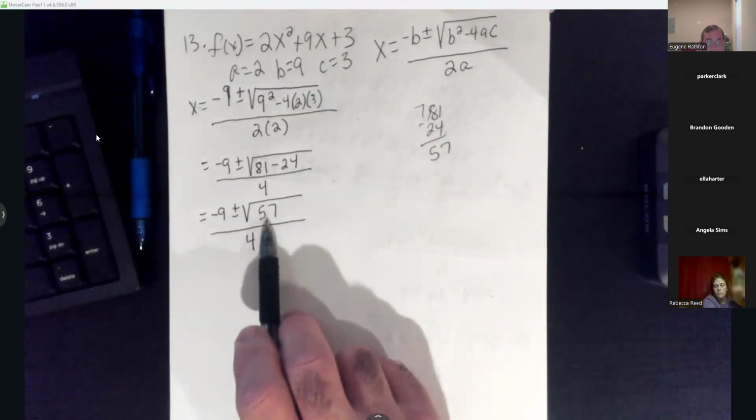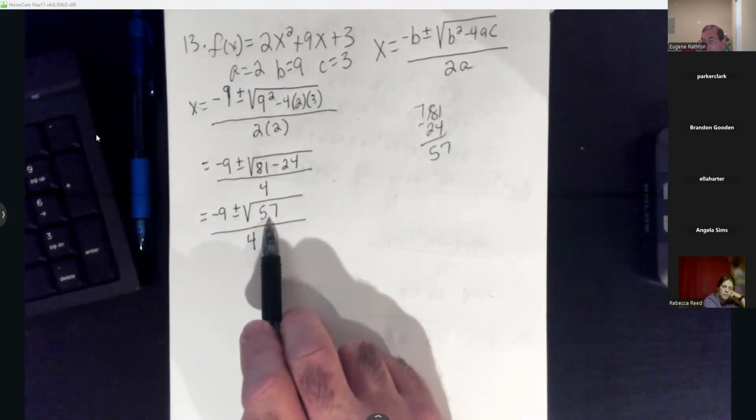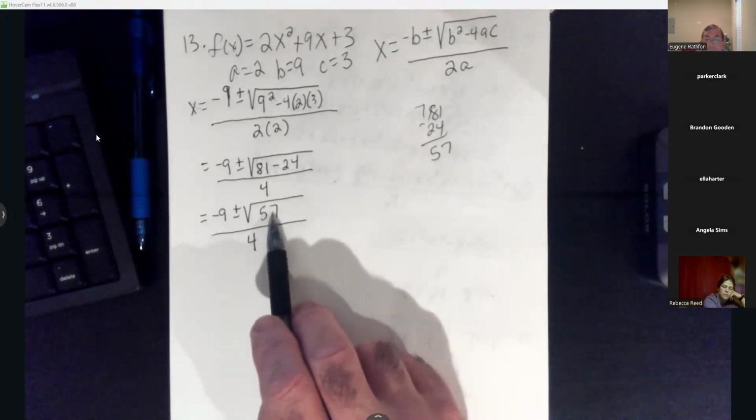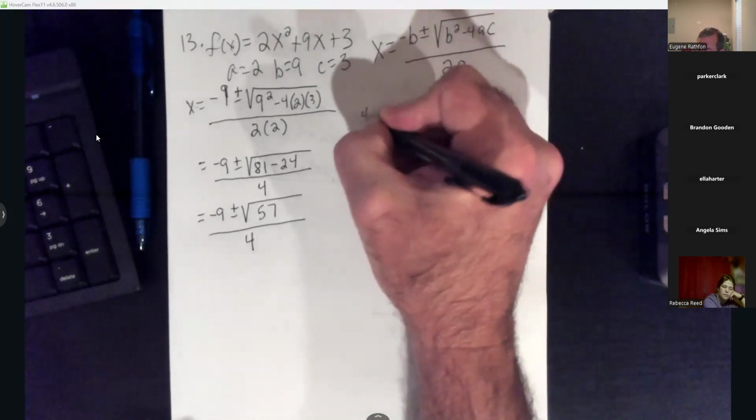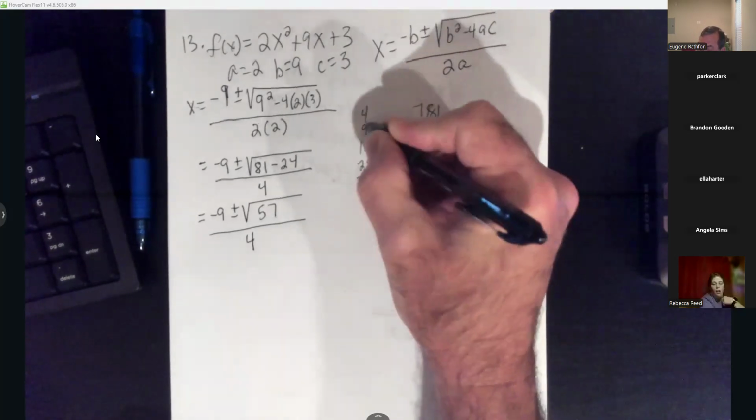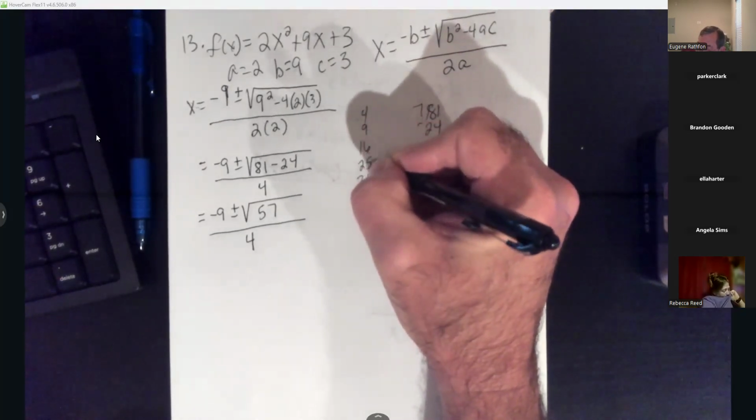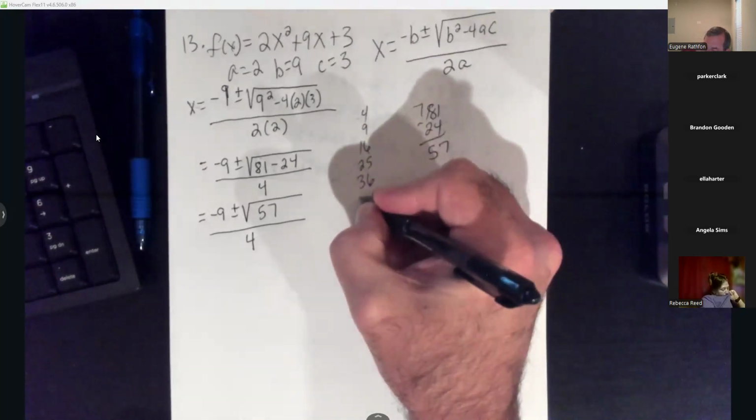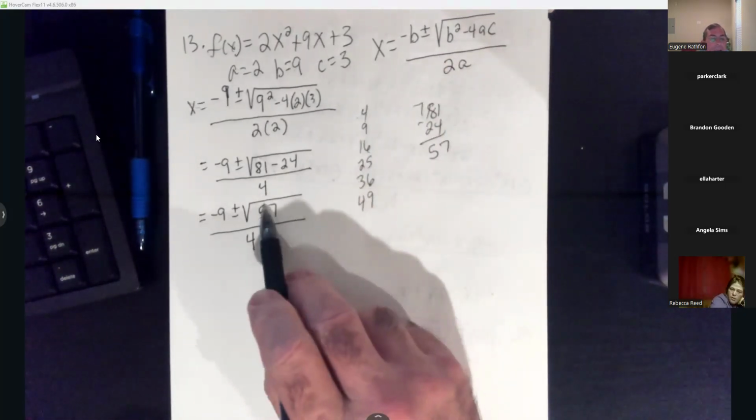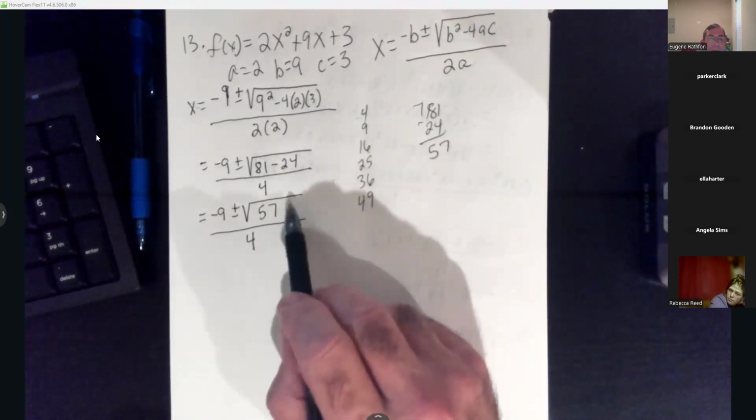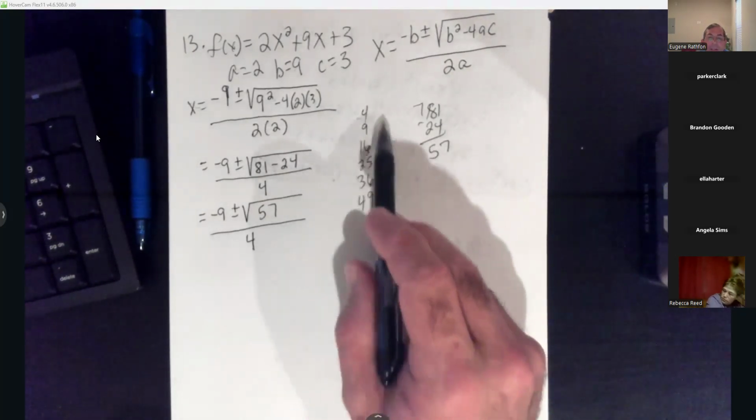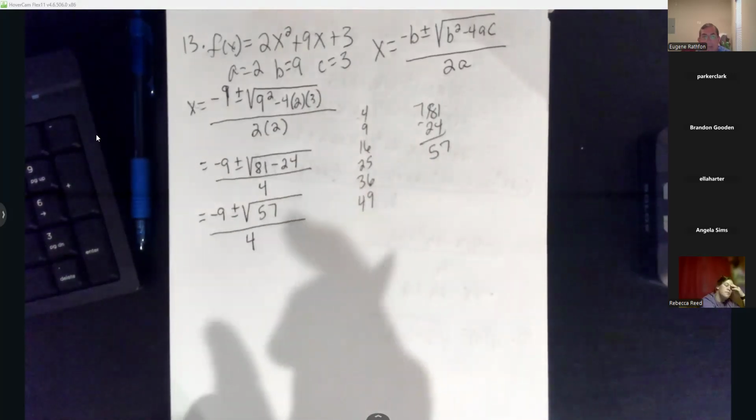All right, y'all. So at this point, you would try to see if this 57 reduced. If it reduces, it would have to divide by those perfect squares: 2 times 2, 3 times 3, 4 times 4, 5 times 5, 6 times 6. What's next? 7 times 7. Everything else would be bigger than that. So 57 will not divide by none of these numbers and give me an exact answer.